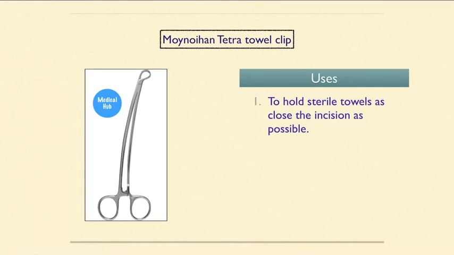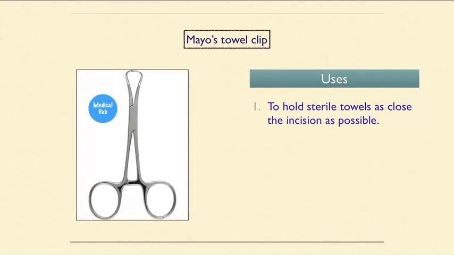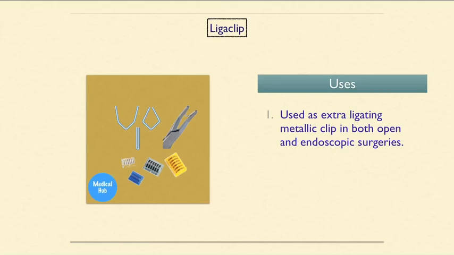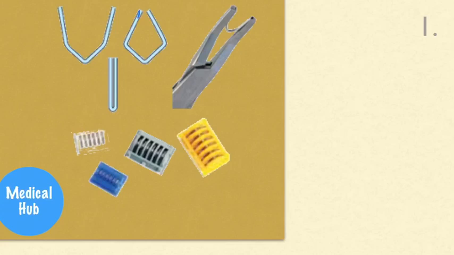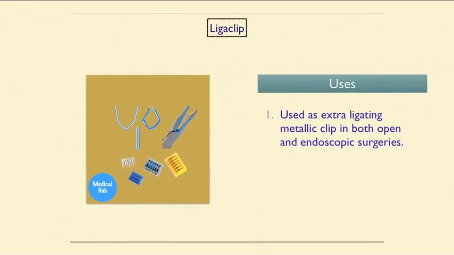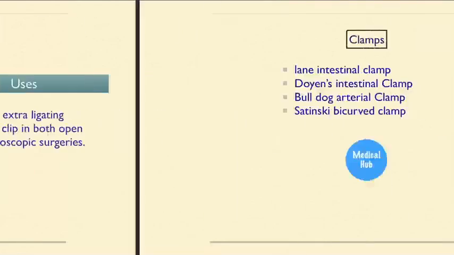Next is Moynihan tetra towel clip. So it is used to hold sterile towels as close to the incision as possible. Next is Mayer's towel clip. So it is used to hold sterile towels as close to the incision as possible. Next, these are the Liga clips, and it is kept through this instrument. So this is used as extra ligating metallic clip in both open and endoscopic surgeries.